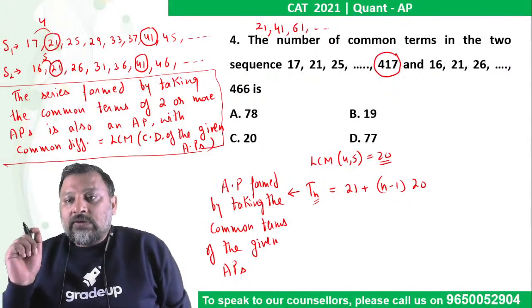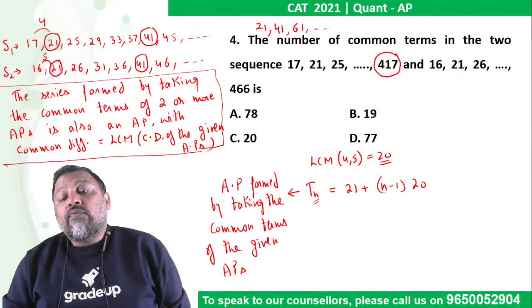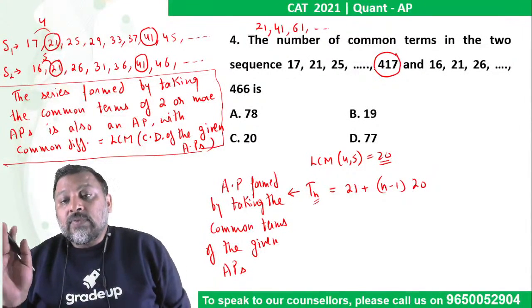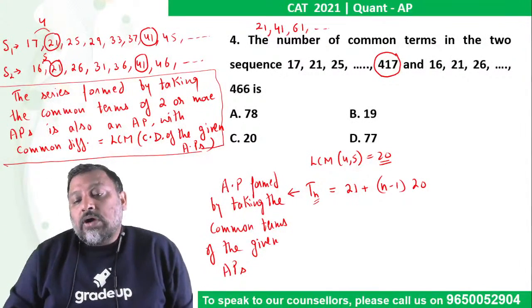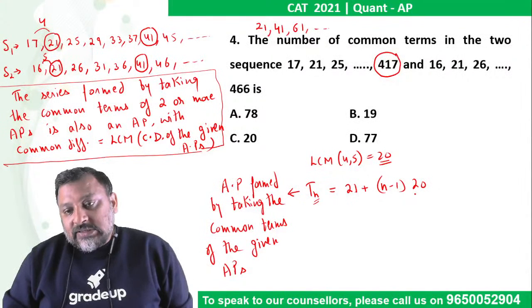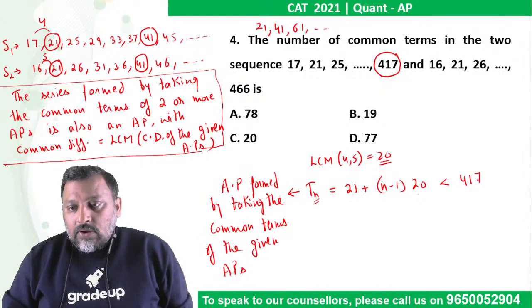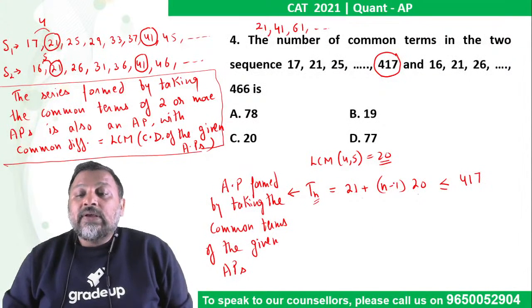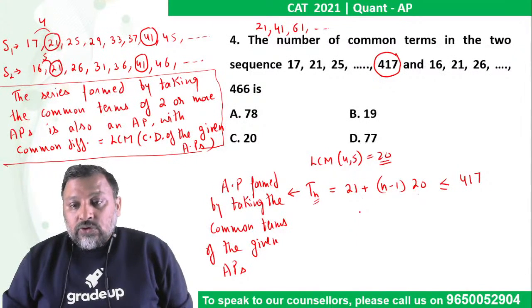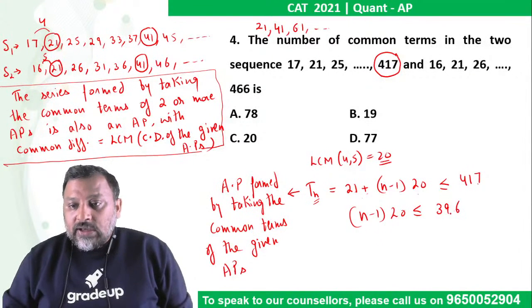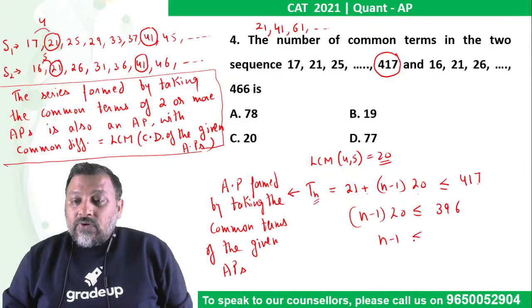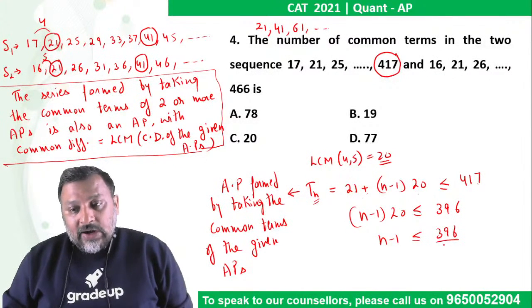क्योंकि फर्स्ट सीरीज तो 417 के बियॉन्ड है ही नहीं, तो आखिरी कॉमन टर्म या तो 417 होगा या उससे भी छोटा होगा. So that means this is the last common term and it should be either 417 or less than 417. You will get the value of n. So n minus 1 into 20, it is nothing but 21 इधर आएगा, माइनस कर दो, 396 हो गया. n minus 1 would be 396 by 20.